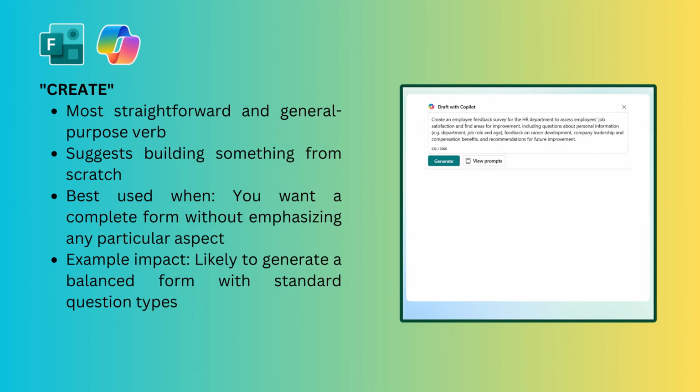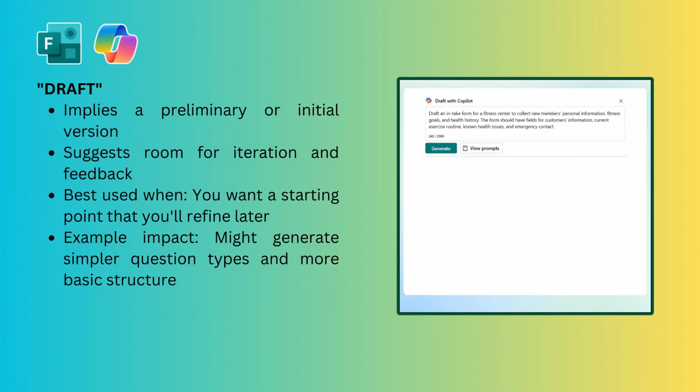On to create. It is the most straightforward and general purpose verb, so it suggests building something from scratch. It is best used when you want a complete form without emphasizing any particular aspect, and is likely to generate a balanced form with standard question types. For draft, it implies a preliminary or initial version. It suggests room for iteration and feedback. It is best used when you want a starting point that you will refine later. It might generate simpler question types and more basic structure because obviously it believes this is a draft and we will work together to iterate over and over and over again.